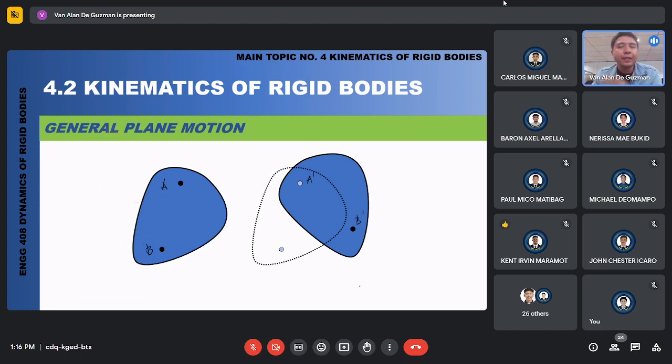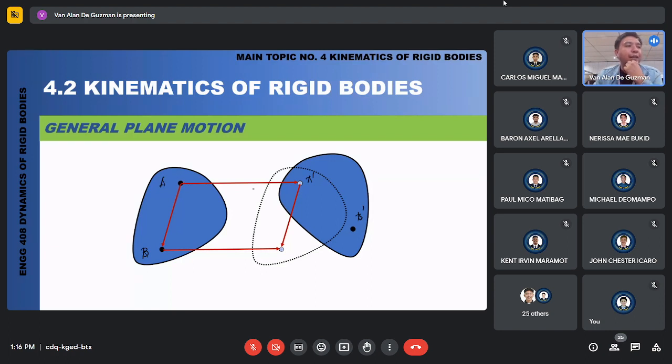Ano natatandaan natin from translation? Sabi natin, translation, all of the points within the rigid body natin will have the same values for its velocities and acceleration. So, same goes for this one. So, ito pala, A, B, A prime, B prime. So, this one right here, ano?